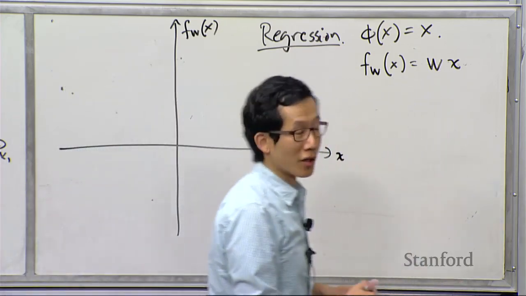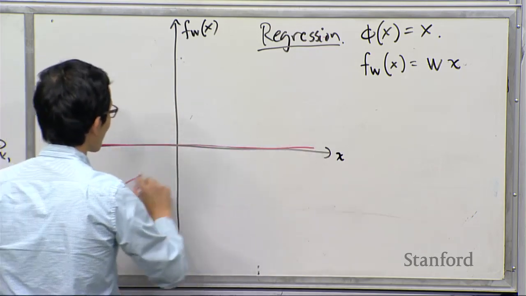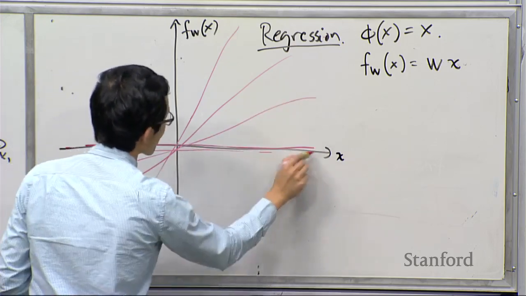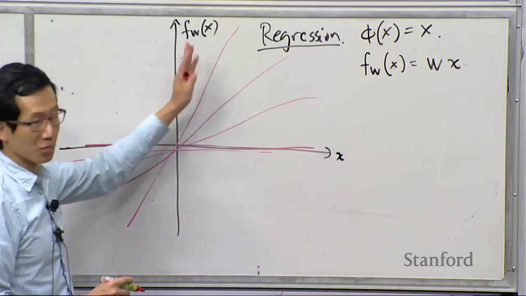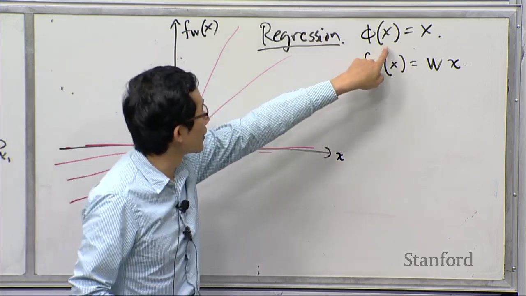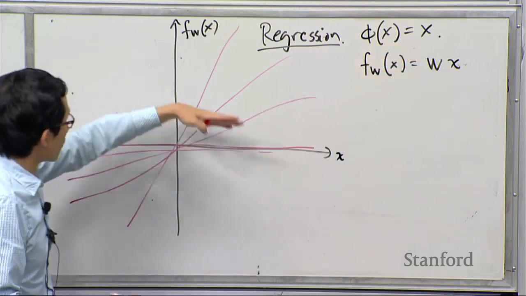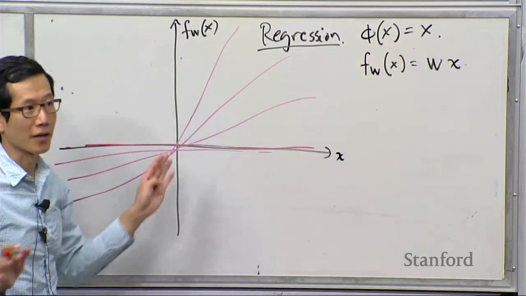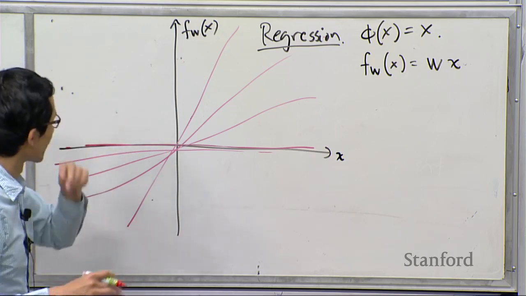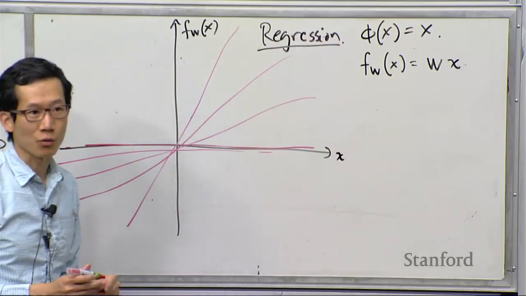OK, so what does this look like? So w is 0, that's the 0 function. If w is 1, then it looks like this. And you can see basically the set of functions you can get are linear functions that go through the origin. Okay? So every time you see phi of x equals x, you should think, well, this is the implicit set of functions that this feature vector, or this feature map, is defining, right? So it doesn't include functions that are squiggly.